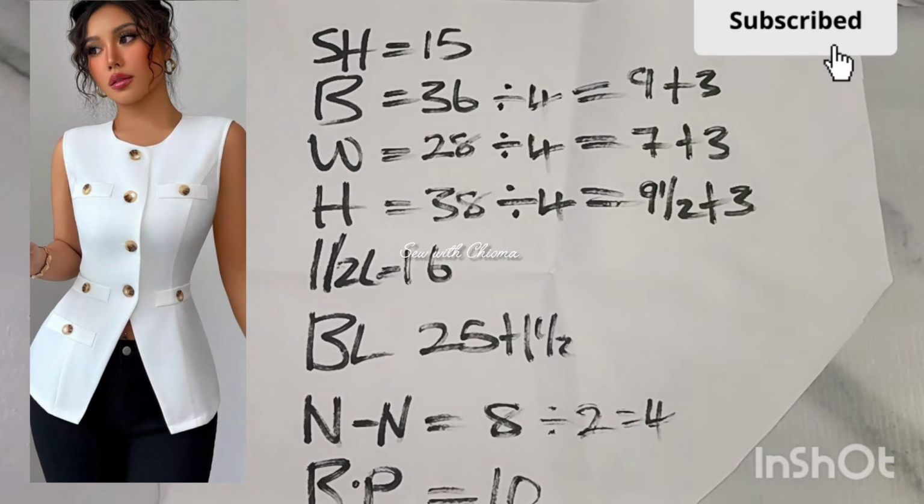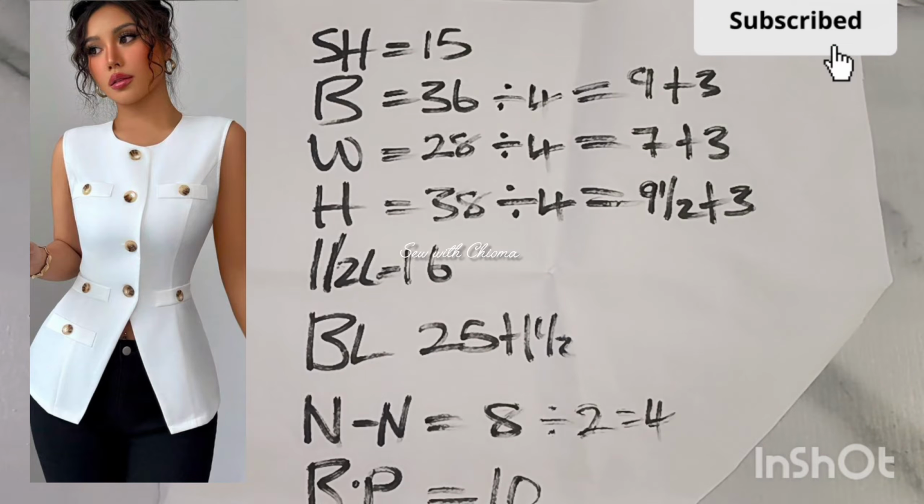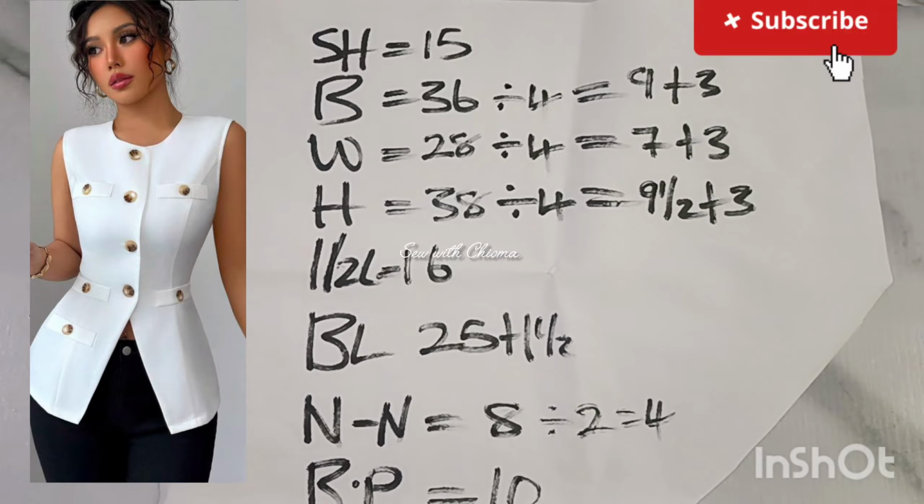Now my half length is 16, my blouse length is 25. I added 1.5 inches for folding and joining, and my nipple to nipple will be needed for the dart, and the bust point definitely for the dart.